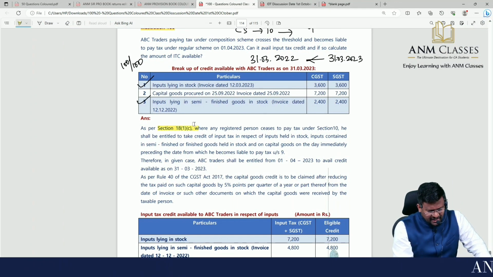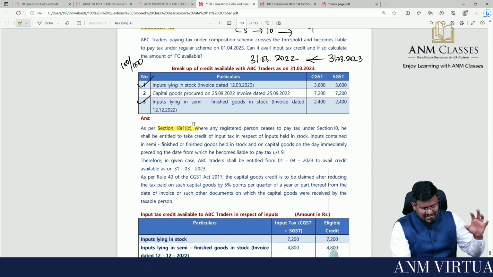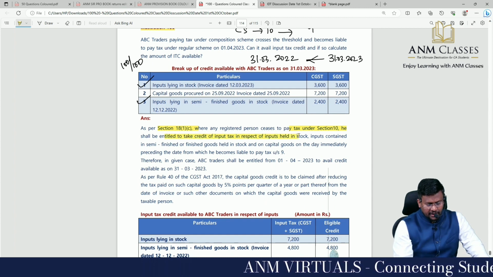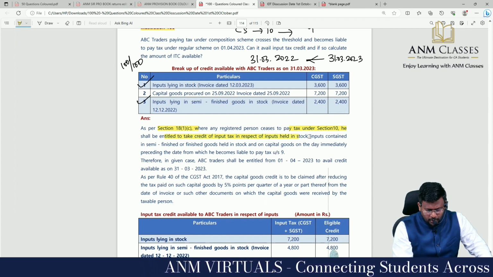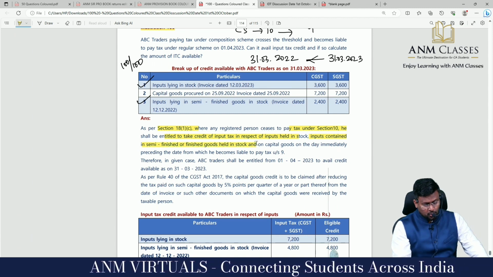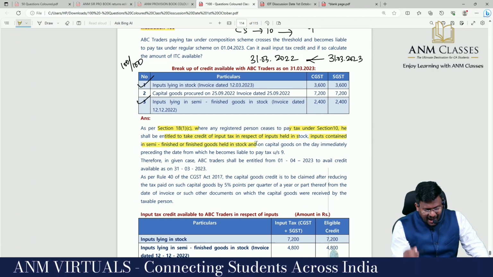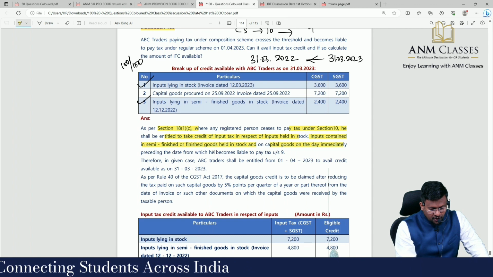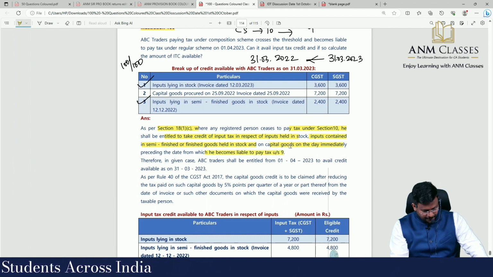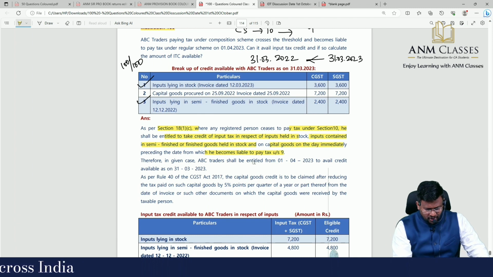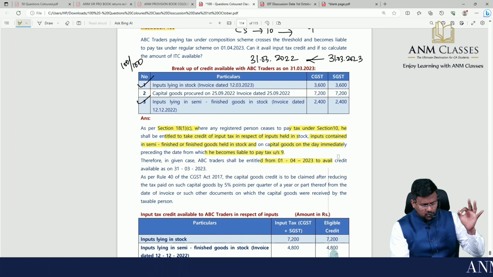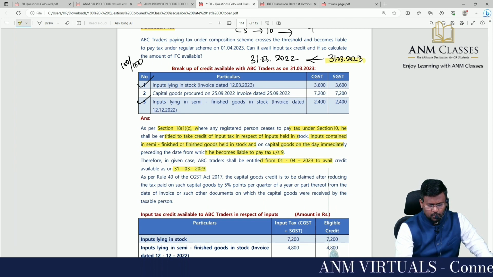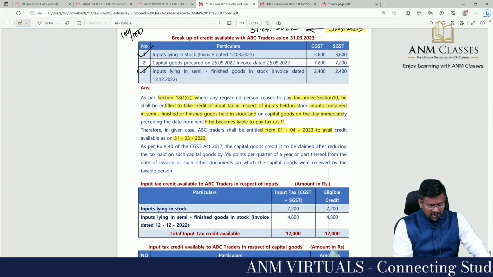As per section 18 subsection 1 clause C, where any registered person ceases to pay tax under section 10, he shall be entitled to take credit of input tax in respect of input held in stock, input contained in semi-finished goods or finished goods held in stock, and the goods, capital goods, on the day immediately preceding the day from which he become liable to pay tax under section 9. Therefore, in the given case, ABC traders shall be entitled from 1/4/2023 to avail credit available on the date 31/3/2023. Correct?